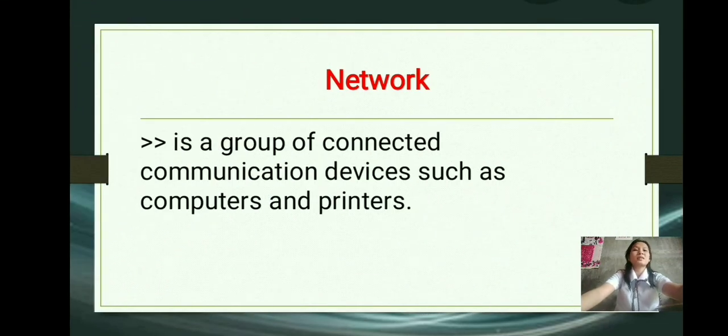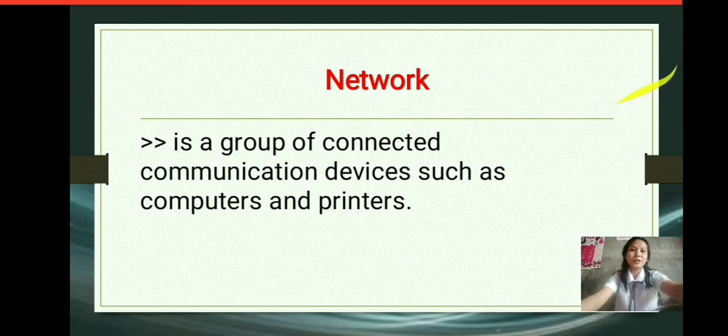A network is a group of connected communicating devices, such as computers and printers. It can consist of two computers connected together on a desk, or it can consist of many local area networks connected together to form a wide area network across a continent. The resources can be files, printers, hard drives, or CPU number-crunching power. So, that is the network.